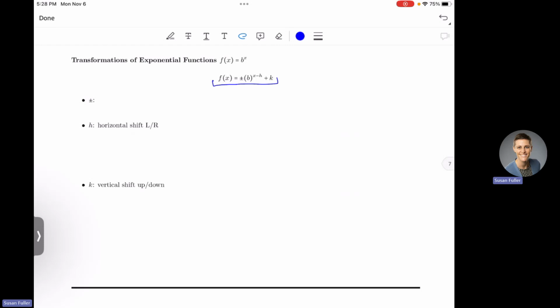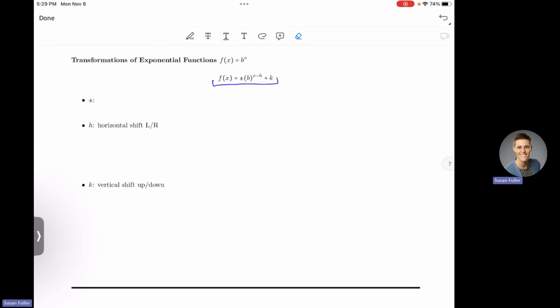So we might have a negative out front. This plus or minus here means that it could be positive or it could be negative out here. If it's negative, we're going to have a transformation. And we might also be adding or subtracting a number up here in the exponent with x. And that is adding or subtracting inside our exponential function with x. So we're going to lean on some of our previous programming for that. And we might add or subtract a number out here on the outside.